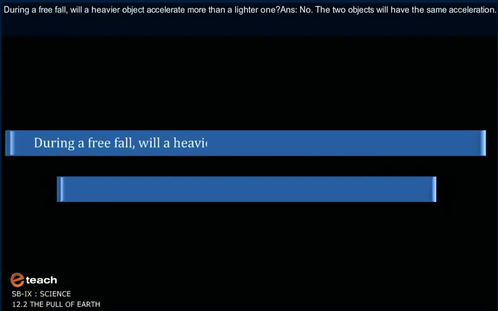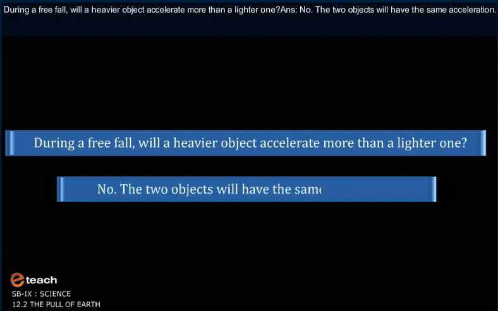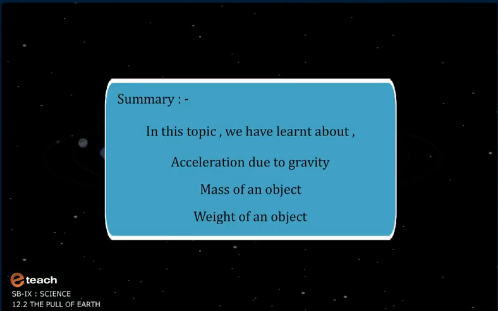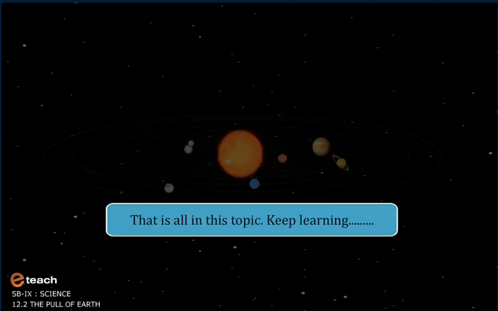During a free fall, will a heavier object accelerate more than a lighter one? No, the two objects will have the same acceleration. In this topic, we have learnt about acceleration due to gravity, mass of an object, and weight of an object. That is all in this topic.